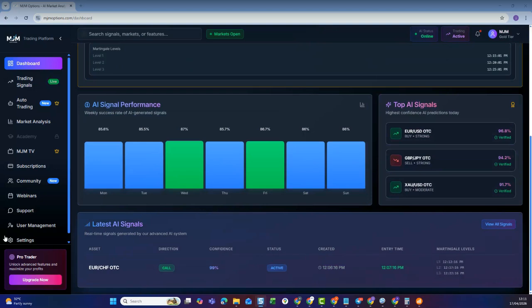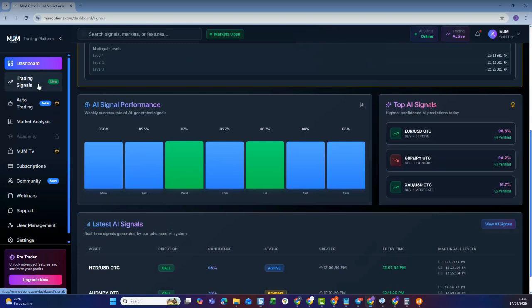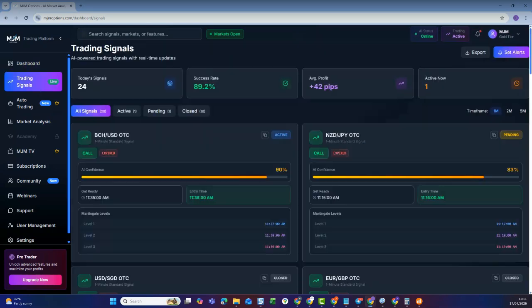So their entry time and the others. So here we have the trading signal. The trading signals is like the other parts of the AI.